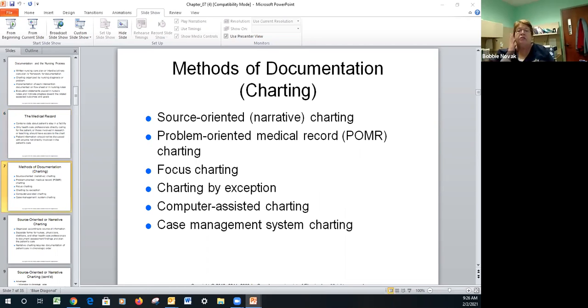Okay, so different types of documentation. You're going to need to know these and what the difference is. So the first one is source-oriented or narrative charting. We have problem-oriented medical records, focused charting, charting by exception, computer-assisted charting, and case management.